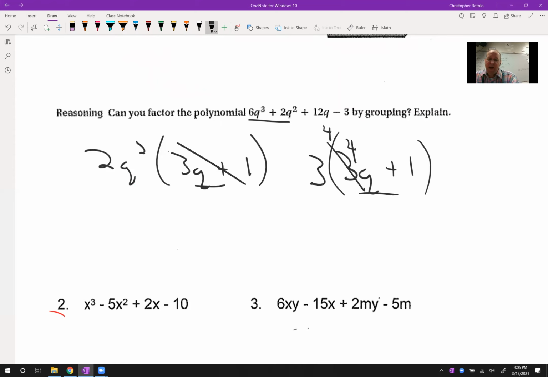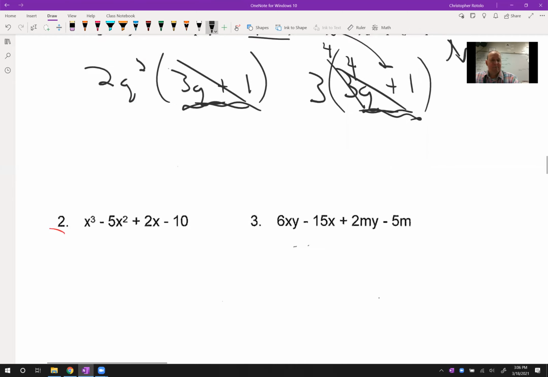If these don't match, then my answer is no, right? They can't be factored by grouping. And the other part is we'd have to change the sign. It would mess up my signs. Okay, so this one is not, and my reasoning or explanation is I can't get the binomial pieces to match. If they don't match, we can't do it.